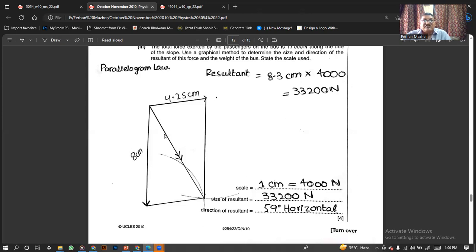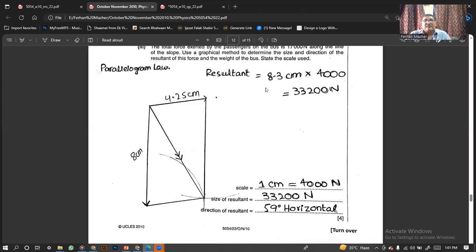With the help of the scale, measure the length of this diagonal. In our case, it is 8.3 centimeter. Because 1 centimeter represents 4,000 Newton, I will multiply 8.3 centimeter with 4,000 and I will get 33,200 Newtons. So the size of the resultant force is 33,200 Newton.